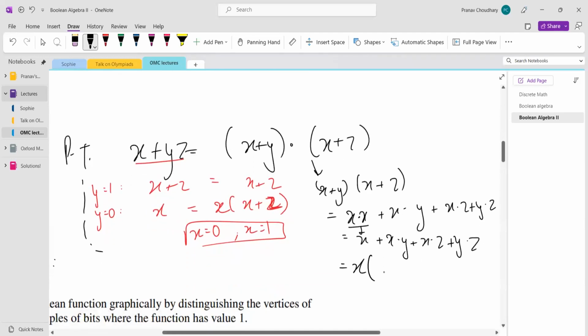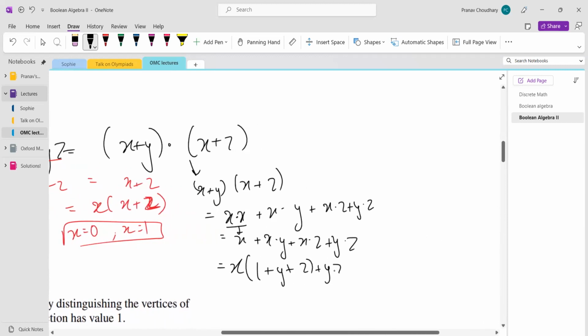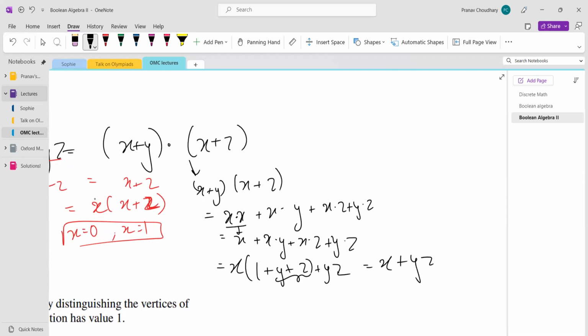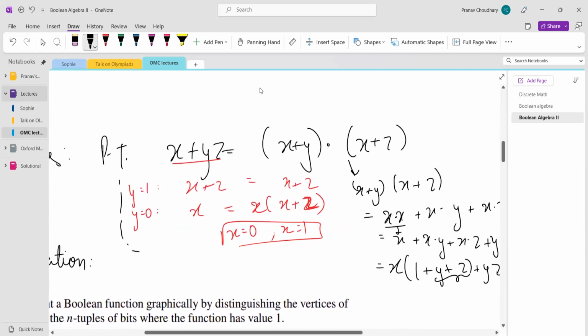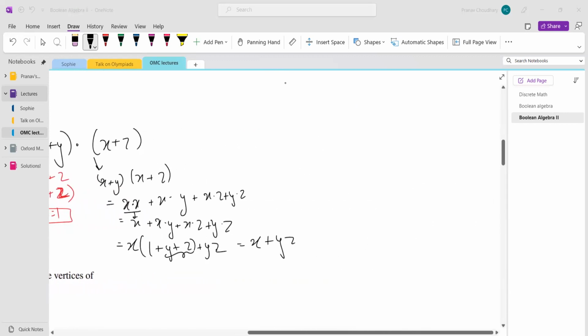And then you can take the x common. So you'll have x times 1 plus y plus z plus yz. And then 1 plus anything is just 1. So this is x plus yz. Acha, nice. This is all. Do you follow? Yeah. Okay. Kachi, do you follow? A bit, yes.